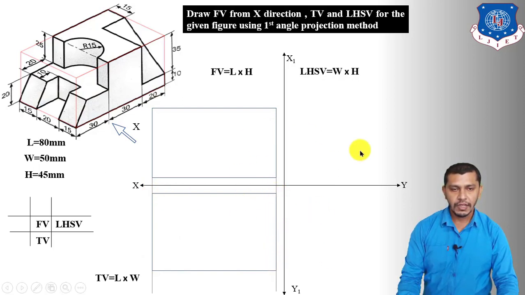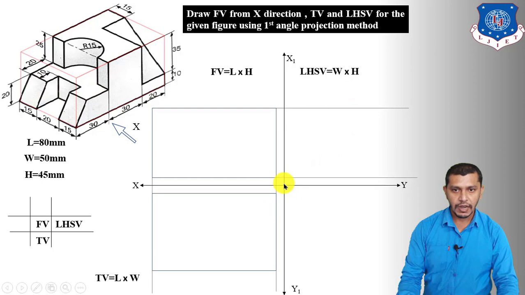Now we have to draw the left hand side view, and the left hand side view will also be a rectangle having width 50 and height 45. So first of all, we have to project the height from the front view. Now we have to project the width from the top view. So project this width in the left hand side view.